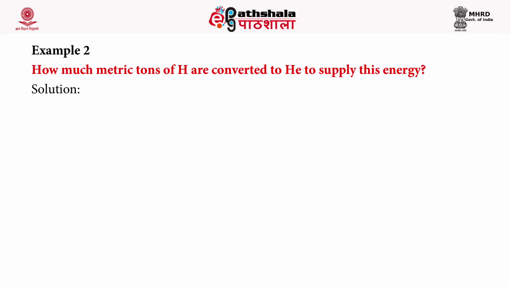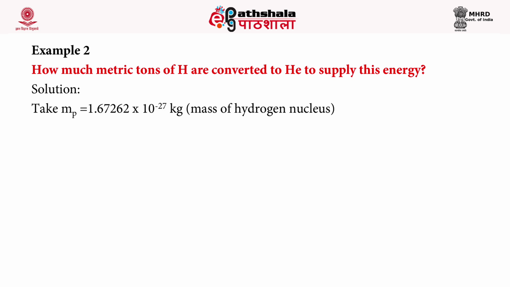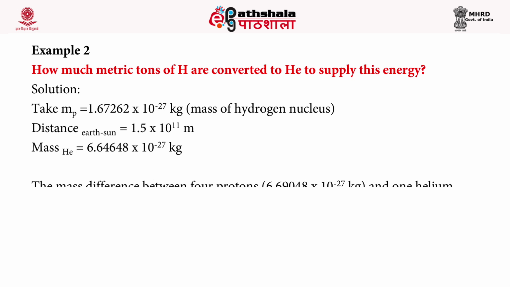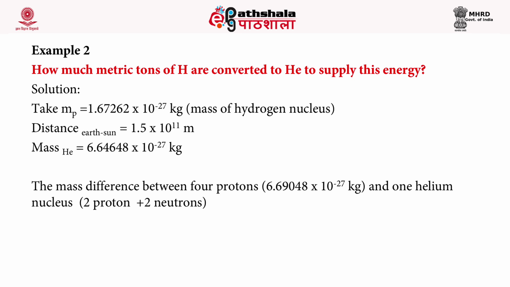Let's calculate how many metric tons of hydrogen are converted to helium to supply this energy. For this, the mass of the hydrogen nucleus, or proton, is 1.67262 multiplied by 10 to the power minus 27 kilogram. The Earth-Sun distance is 1.5 into 10 to the power 11 meter, and the mass of helium is 6.64648 multiplied by 10 to the power minus 27 kilogram.